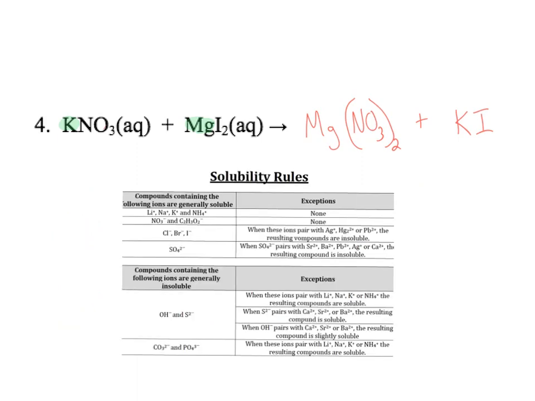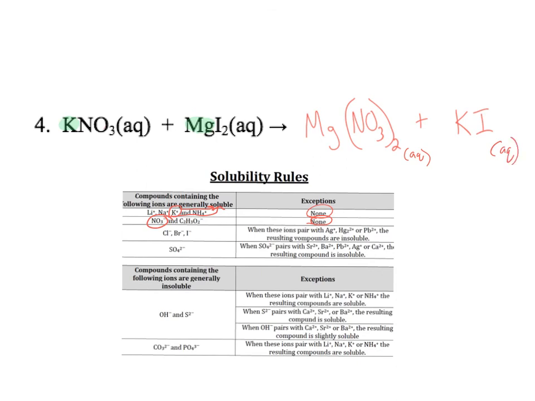Okay, so first one, MgNO3. Anything that has NO3 is going to be soluble. There is no exception. So that means this one is soluble. KI. Anything with K is going to be soluble. No exception. So this is soluble and soluble.